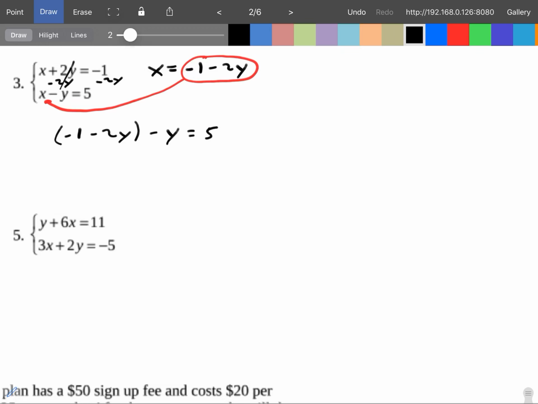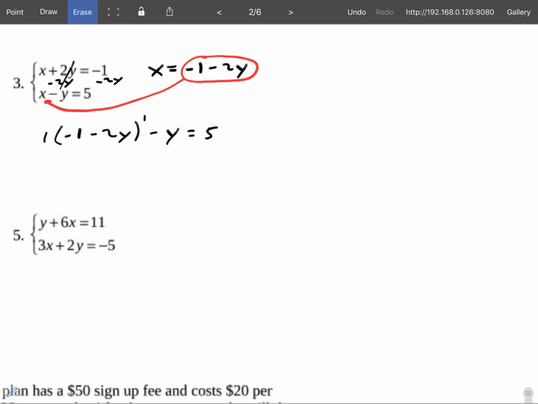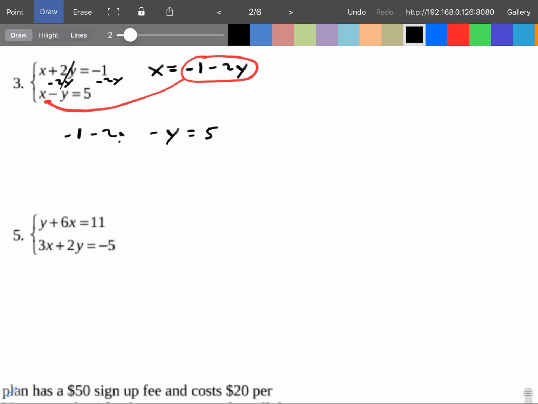But again, if I have a 1 out in front of these parentheses and I have a 1 up there as a power on that quantity, then I don't need those parentheses. I can drop them. I just wanted to put them in there so you could see what I was substituting in for x. So let's drop the parentheses. Okay, so now I can go ahead and solve for y.